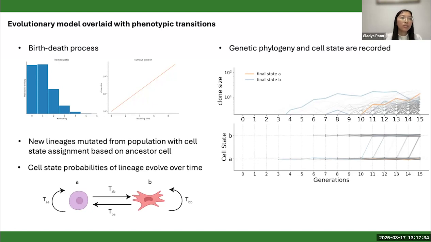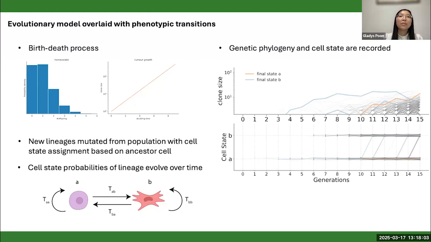Over time, though, this cell state factor will evolve based on a Markov model that is determined by two parameters, TAB, which is the transition rate of the cell going from cell state A to cell state B, and TBA, which is the reverse transition rate going from cell state B to cell state A. So I have this computational simulation going.